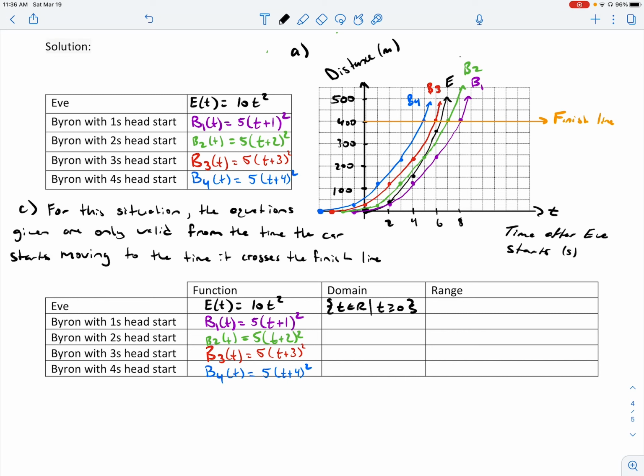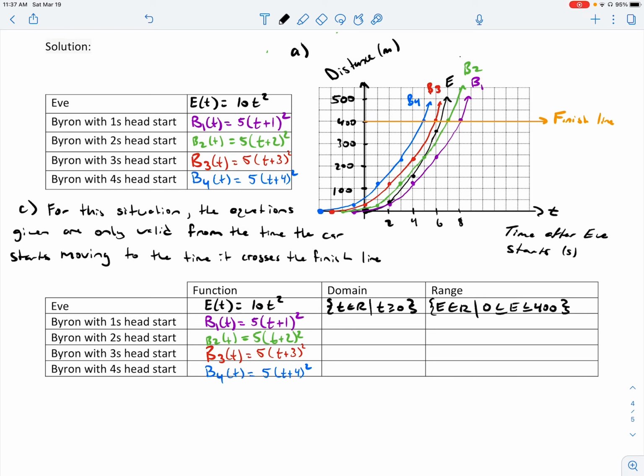The range for Eve: she's just traveling a distance of 400 meters. She starts at the 0 meter mark and crosses at 400. So we'll say E is an element of R because E is the distance, and E is greater than or equal to 0 and less than or equal to 400. So that would be her range.